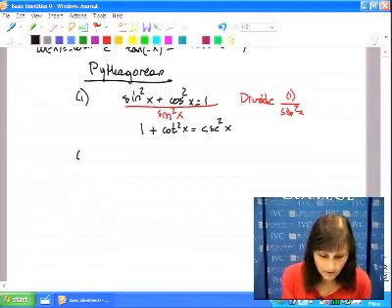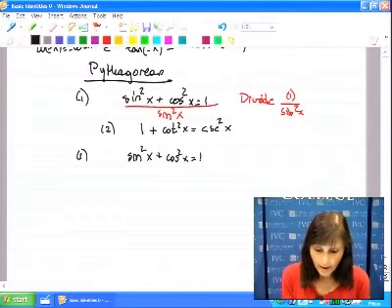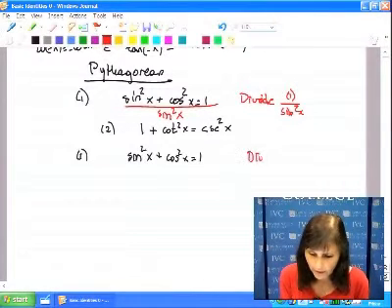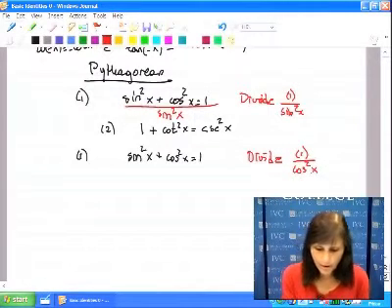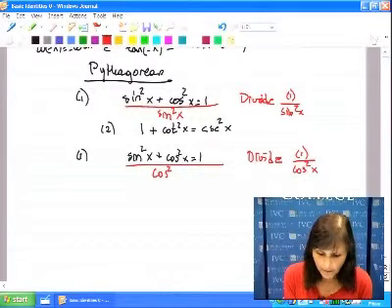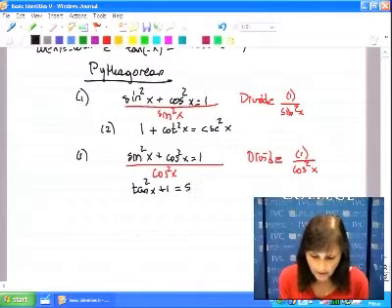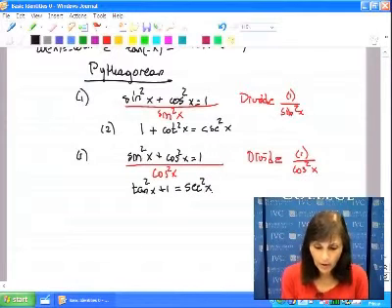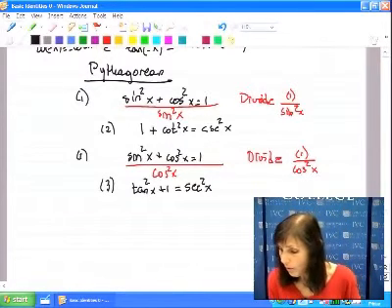The other one is when we start with 1 again, sine square, cosine square. And this time I'm going to divide by cosine square. You're going to get tangent square plus 1, and 1 over cosine square, that's secant square. You see, the formula 2 and 3 actually are derived from formula 1.